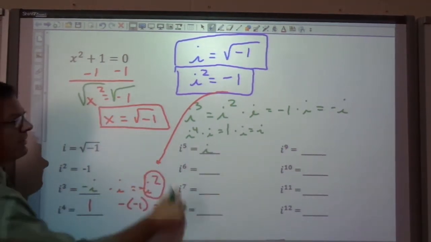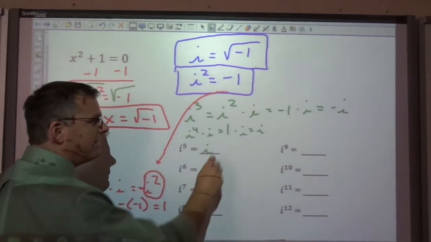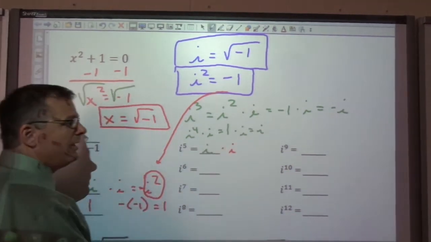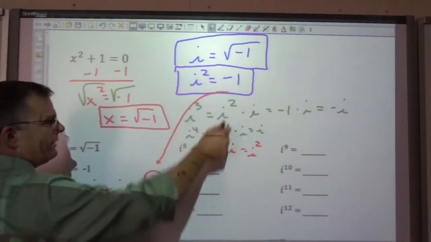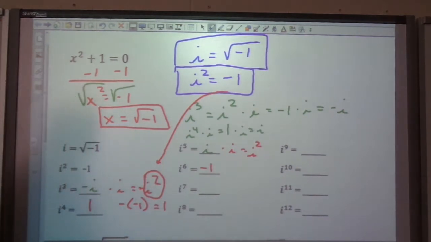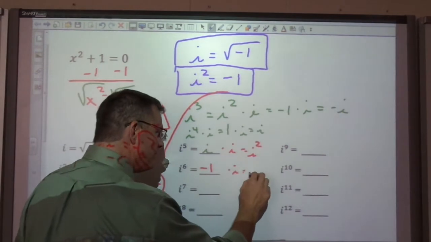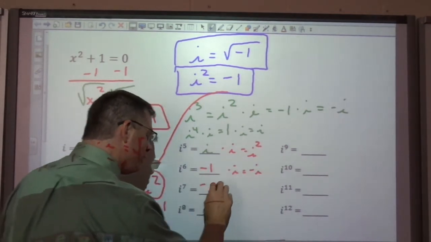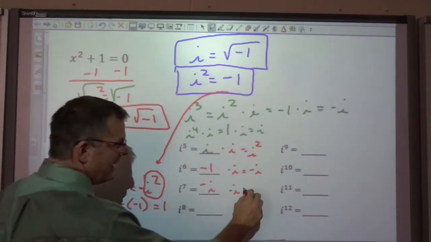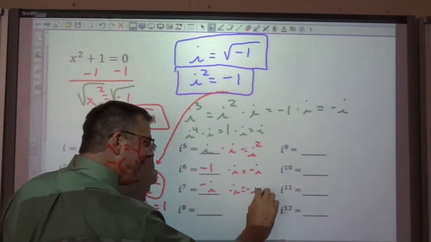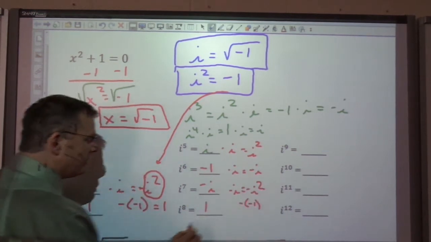i to the sixth would be i to the fifth times another i, every time multiplying by one more i. i times i is i squared, and i squared is negative 1. Here we go again. i to the seventh would be this times another i, which is negative i. i to the eighth, I'd be multiplying it by one more, which is negative i squared. i squared is special. We know that's negative 1, so this is 1.